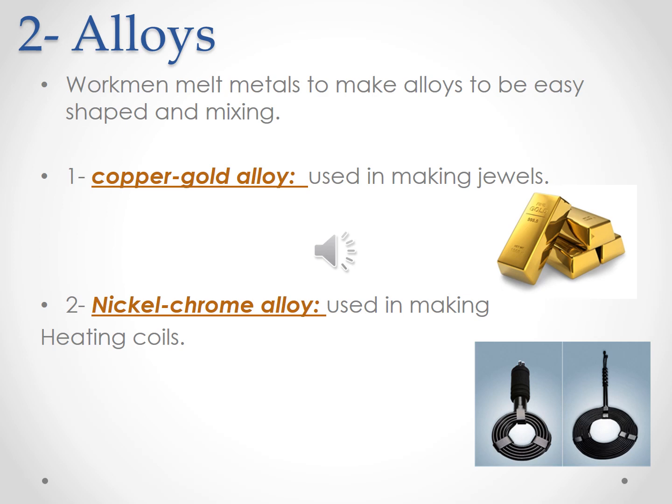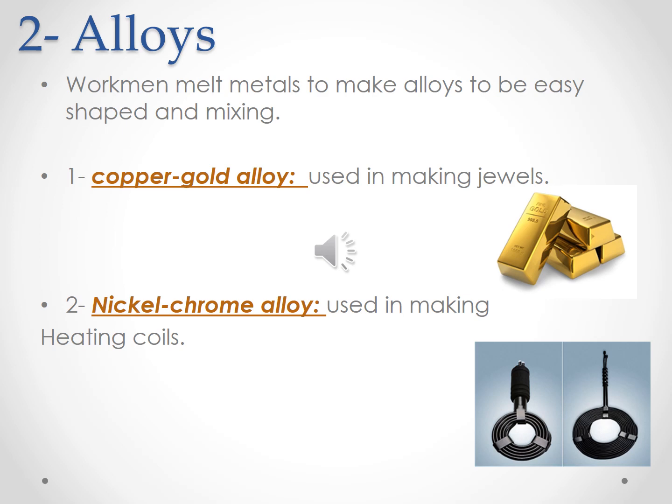To know what's meant by alloy, alloy is a mix. The word alloy is like a mix between different melting metals together. Like the workmen melt the metals, melt some solid metal to be easily shaped. For example, we have two alloys. The first alloy is called copper gold alloy. It's an alloy made from copper and gold. The copper is mixed with the gold in liquid state and we leave them to cool.